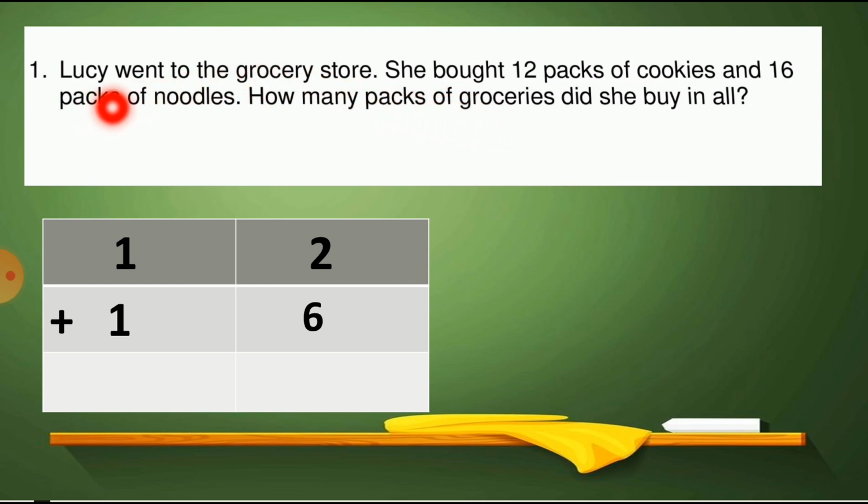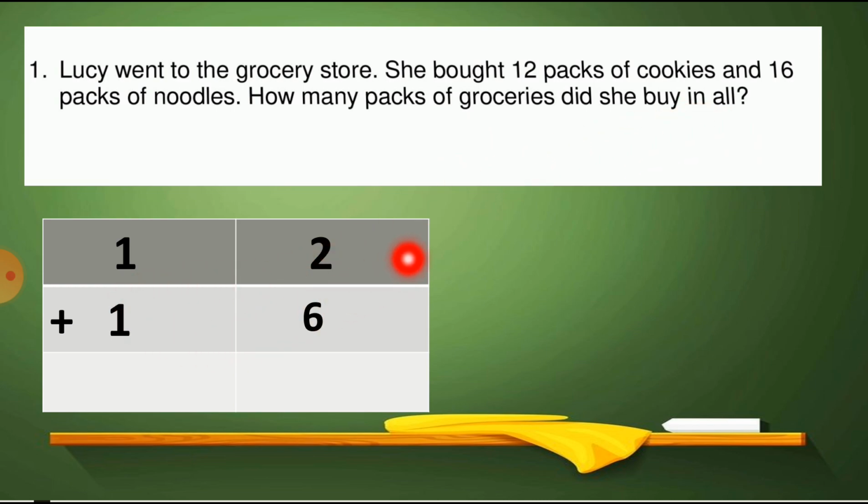Here, Lucy went to the grocery store. I repeat, Lucy went to the grocery store. She bought 12 packs of cookies, so I write the number 12 here, and 16 packs of noodles, and I write the number 16 here. How many packs of grocery did she buy in all? In all means together.